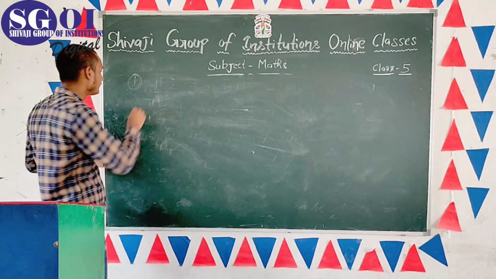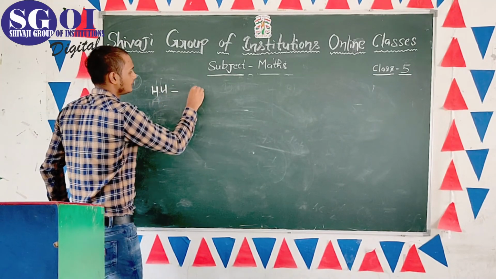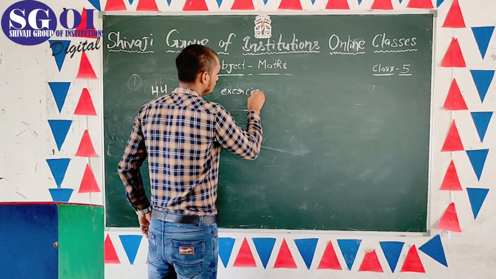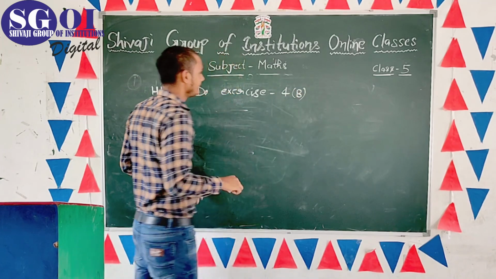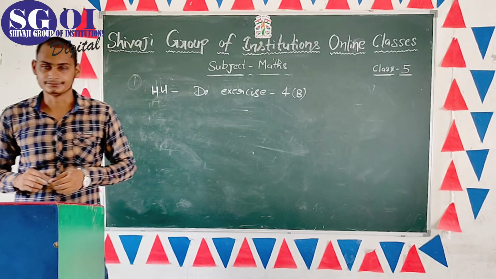Now write down your homework. Students, today's homework is to do exercise 4B. Okay, do exercise 4B. Thank you.